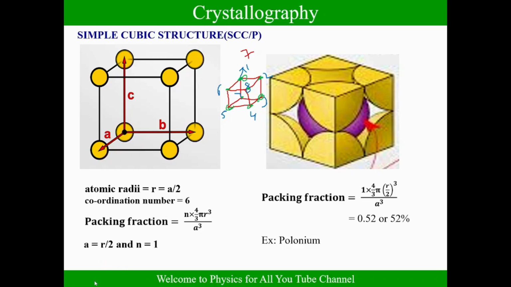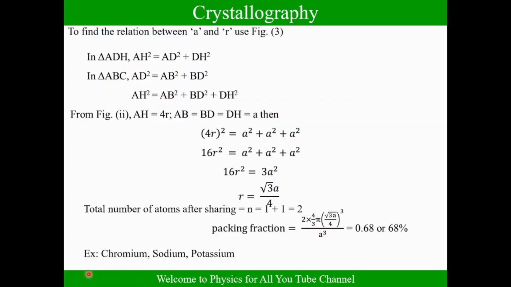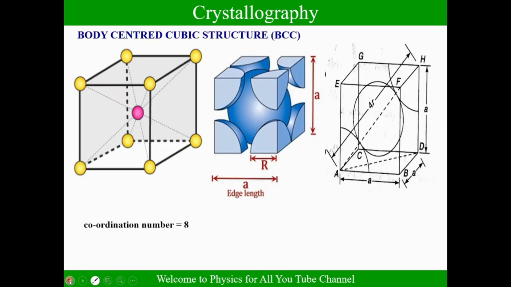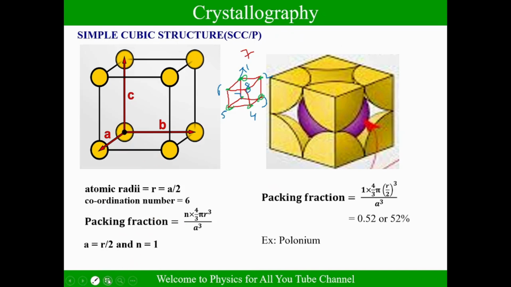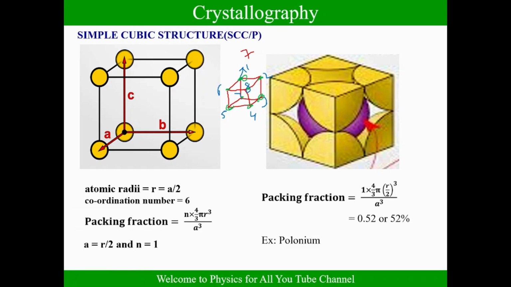Therefore, in this simple cubic structure, it contains 8 atoms. These 8 atoms are at the 8 corners of the unit cell. Therefore, in this simple cubic structure, how many atoms are present? There are 8 atoms present in simple cubic structure. These atoms exist on the edges of the sides of the unit cell.